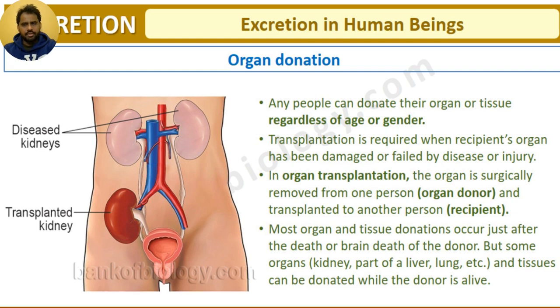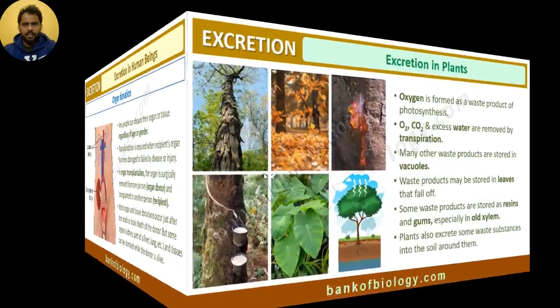In organ transplantation, the organ is surgically removed from one person and transplanted to another person. Most organ and tissue donations occur just after death or brain death of the donor, but some organs and tissues can be donated while the donor is alive, like a kidney. People can live with one kidney also, so one can be donated without any issue.